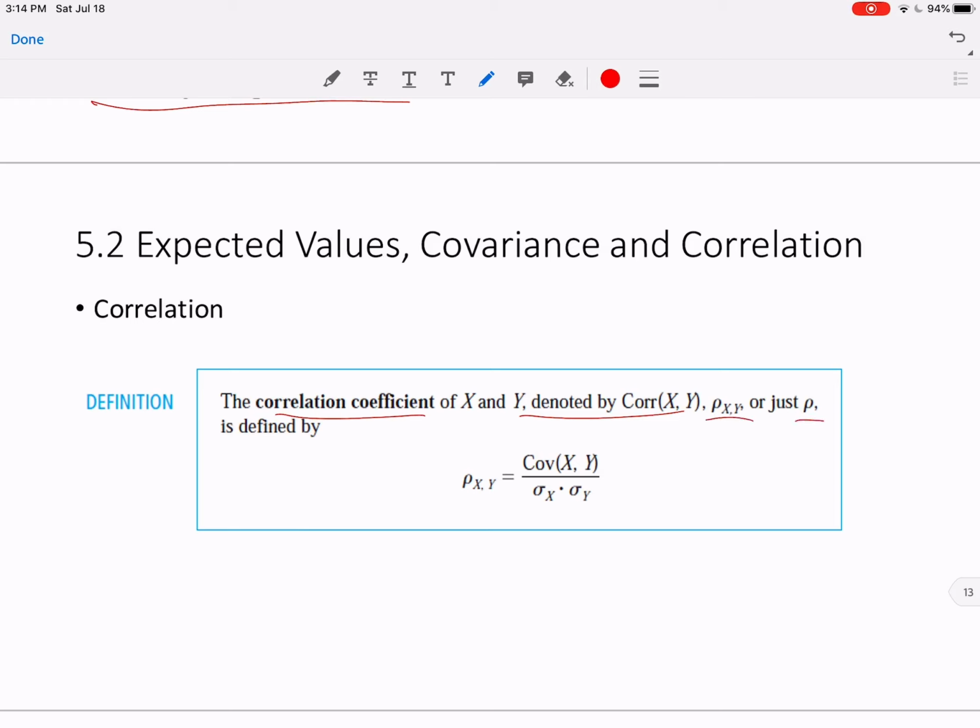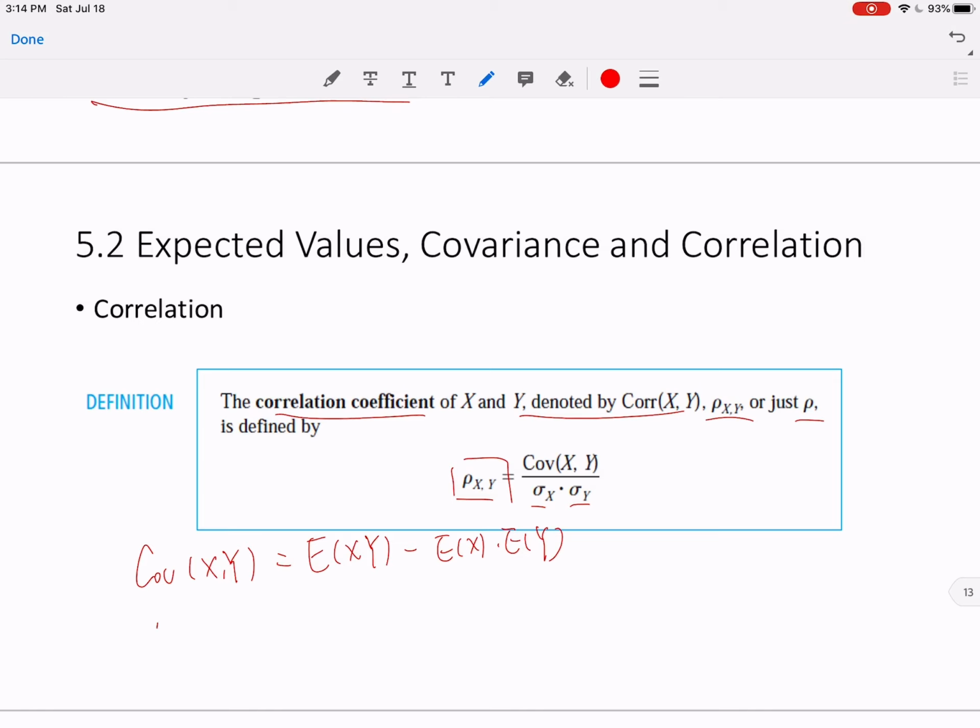It's defined by the correlation coefficient is equal to the covariance of x y divided by the standard deviation of x times the standard deviation of y. Okay, now actually we can calculate this very easily, because we know that the covariance of x y is equal to E of x y minus E of x times E of y, right? That's what we got in the first part of this video.